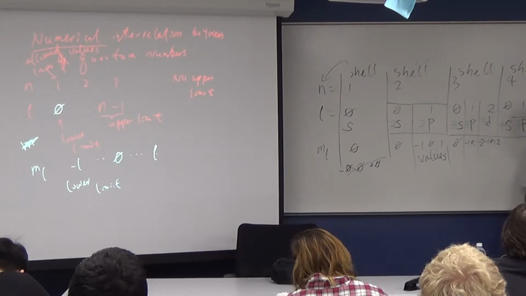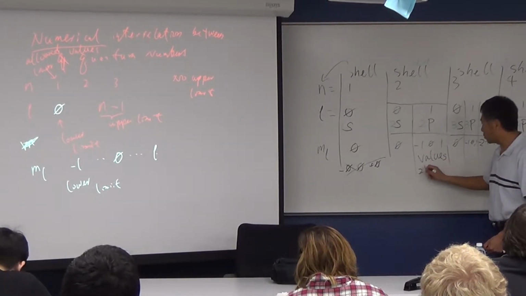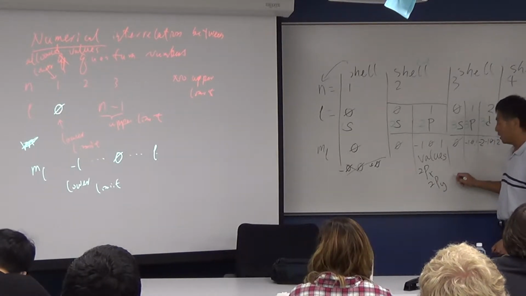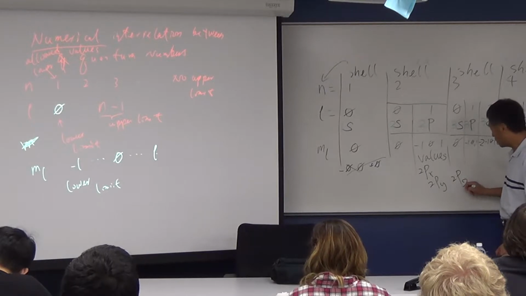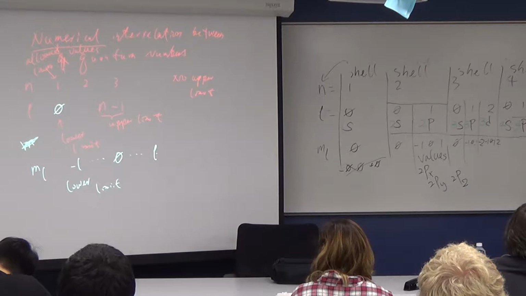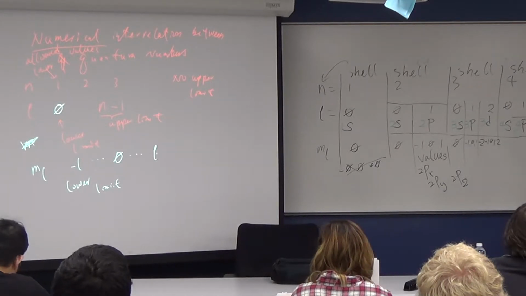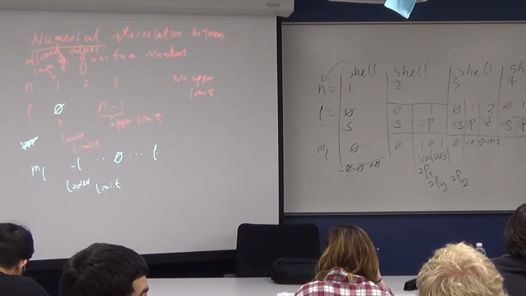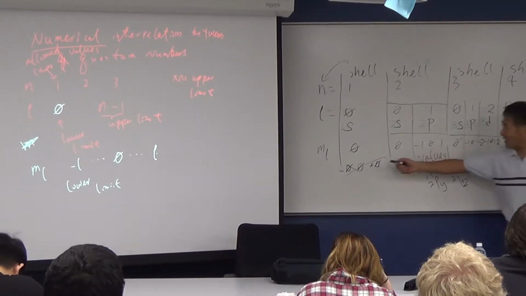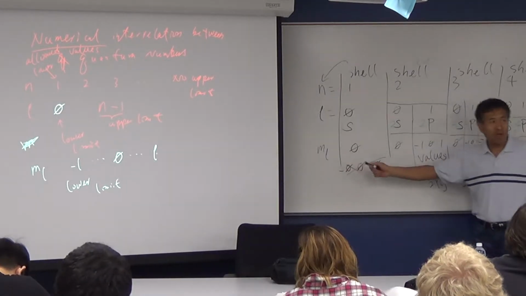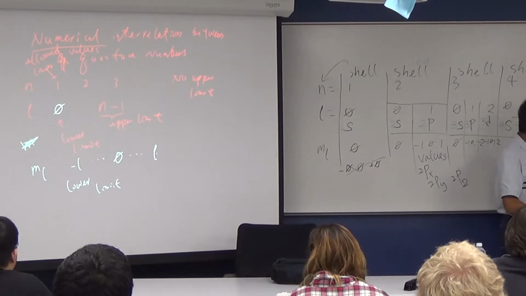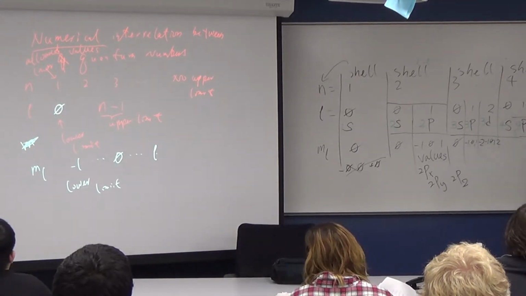To make it easy to understand, you can just say you have a 2px, a 2py, and a 2pz: x, y, z. So you count the 3 numbers as 3. If the ML has only one number, that's one orbital.